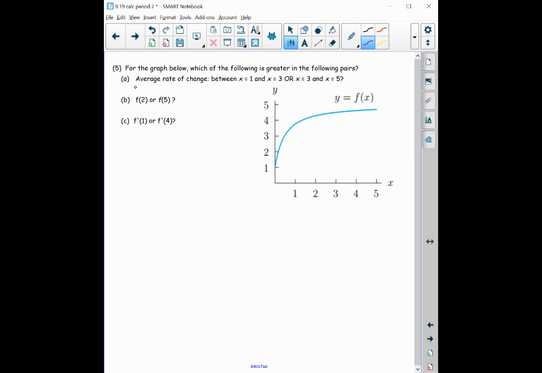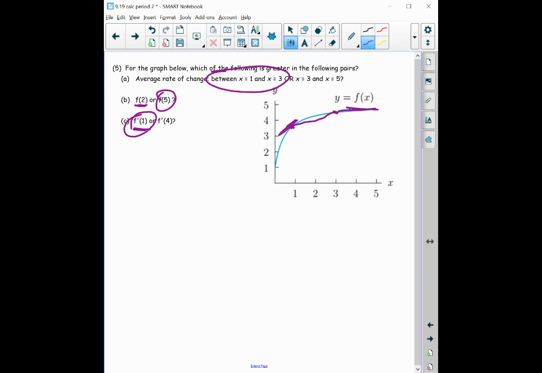Okay, in each of the following pairs, which is greater? Average rate of change between 1 and 3, or between 3 and 5? I need to mark this on my graph to see it. So 1 and 3 would be here, and 3 and 5 would be here. I can see the average rate of change between 1 and 3 is greater because it has a steeper secant line. Okay, f of 2 or f of 5: f of 2 is greater because it has a higher value. Remember, f is just the function's value. F prime is the slope. So the slope at 1 or the slope at 4: the slope at 1 is greater because the function is steeper at x equals 1.